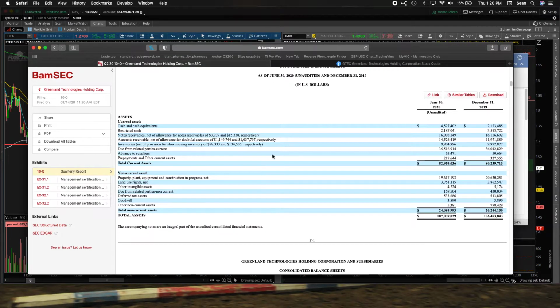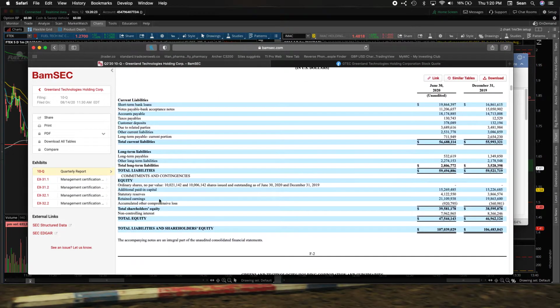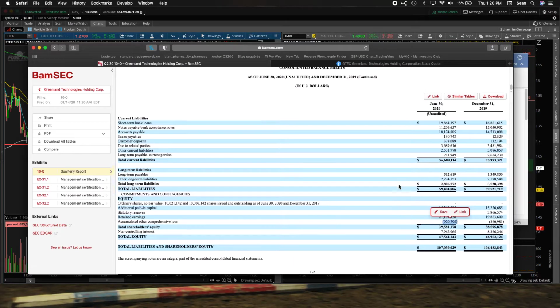All right, so I'm going to scroll down here. Let's go see what the accumulated deficit is. Accumulated or other compensating loss. So they kind of played with the words here, but this is your accumulated deficit. They've got 920 million. That's a lot of debt compared to the market cap. So that's a green flag. We're good to go. All right, what is our next thing?